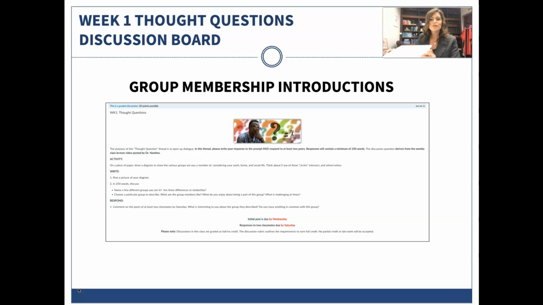This is what I want you to do for the first part of your activity, and post a picture of your diagram on a thread, and then name a few different groups that you're a part of. Tell us about them. Are there similarities? Are there differences? And then describe one of the groups in particular.